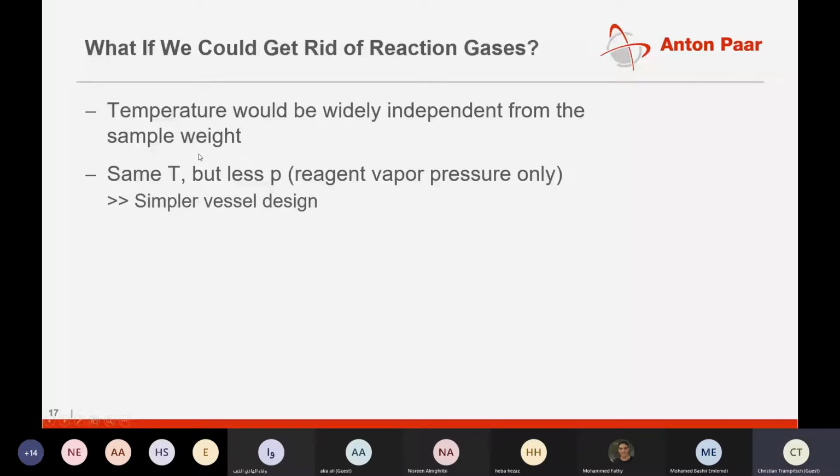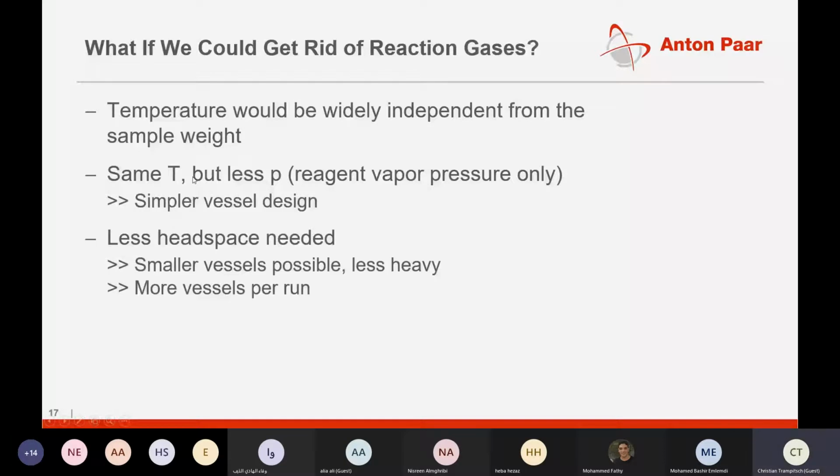That's great. Then we can make the vessel a little bit simpler, an easier vessel. The vessel will become more robust. And we also don't have to worry about the headspace. Why are so many vessels available on the market with 100, 110 milliliter? Because they need the headspace to take up the reaction gases. If you can get rid of your gases during the run, you don't need large vessels. You can make smaller ones. They are less heavy. They are smaller. You can put more vessels per run, so you can increase the sample throughput.